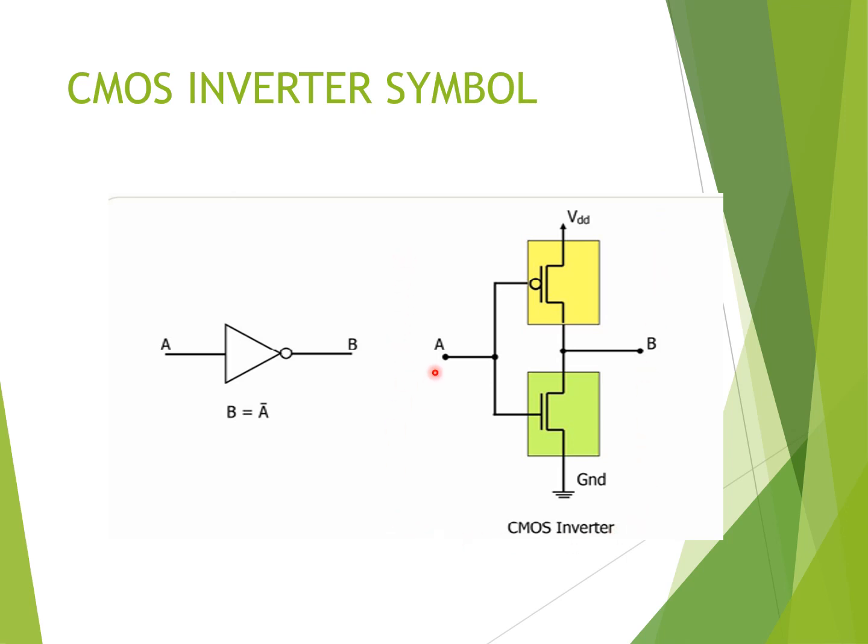So let's say the input given is A, the output that we are going to take is B. So what is the operation? B is equal to A bar. Hope you can see the bubble. This is PMOS and this is NMOS. So that is why CMOS is always called an inverter.